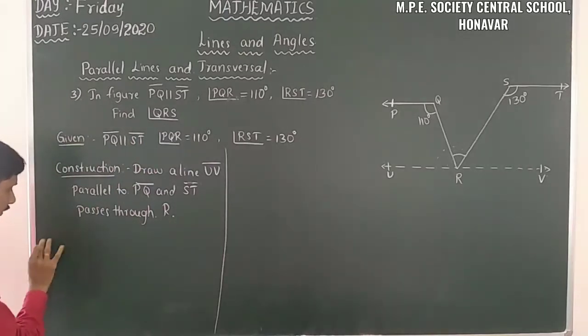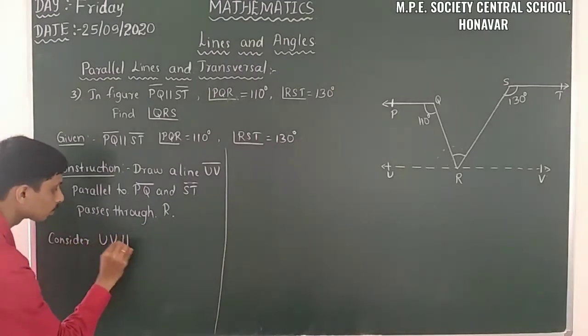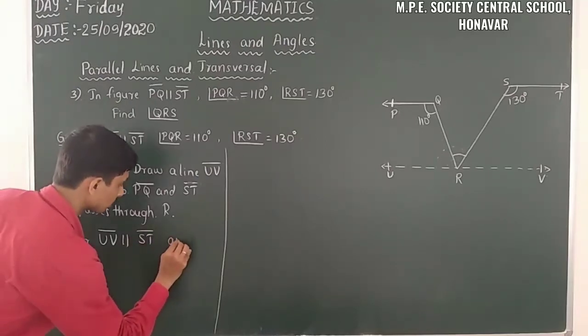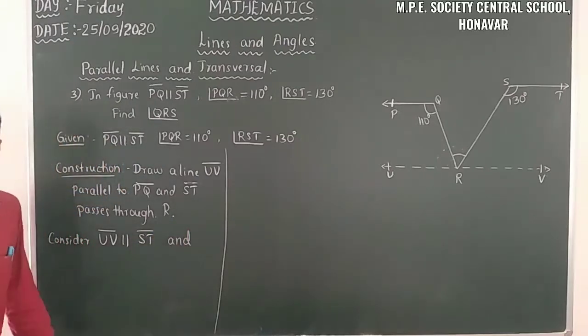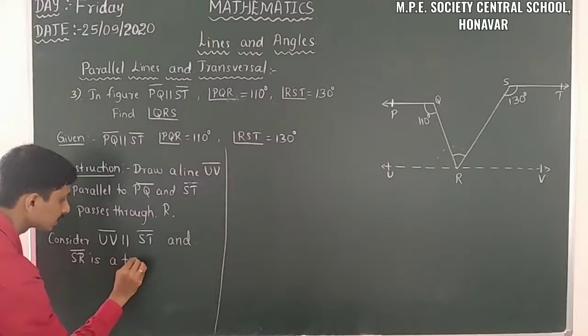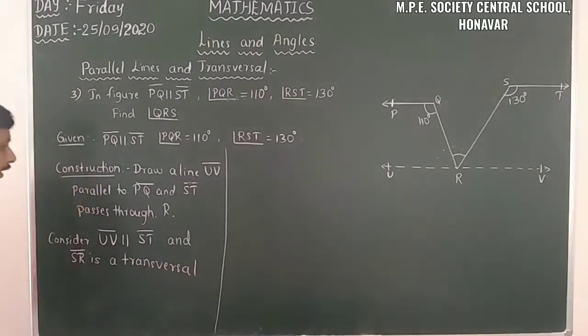So consider UV is parallel to ST and SR is a transversal. So it is a part of the solution.